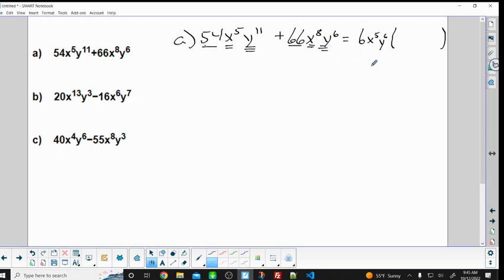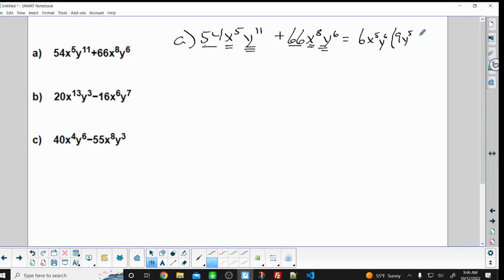Now I'm going to do the same exact thing. Now that I have my greatest common factor, I'm going to divide this out piece by piece. Let's take the 6 out first. 54 divided by 6 is 9. I'm going to need a little bit more room here, so I'm going to take that parenthesis off just for now. Then I'm going to divide out this x to the 5th. x to the 5th divided by x to the 5th is just 1, so I'm not going to show that. y to the 6th out of y to the 11th is y to the 5th. And that's what's left over of my first term.